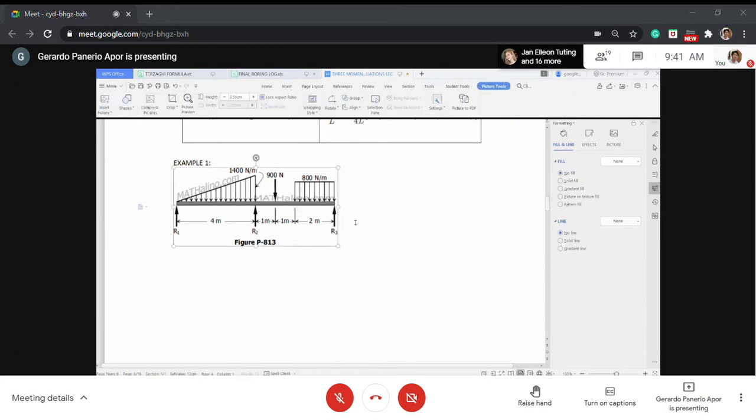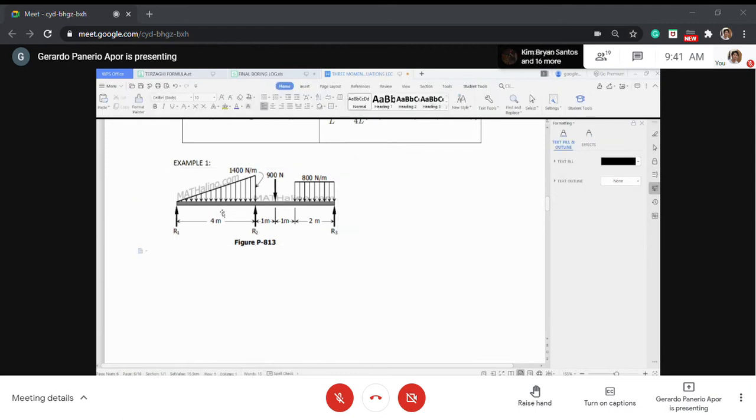So this is example one. If you are going to determine the degree of indeterminacy here, this is indeterminate to the first degree. So R1, R2, R3, we do not know. This time we cannot solve this using equilibrium, which is why we have to apply compatibility, or either we use consistent deformation. But this morning we will solve it by using the three-moment equation.